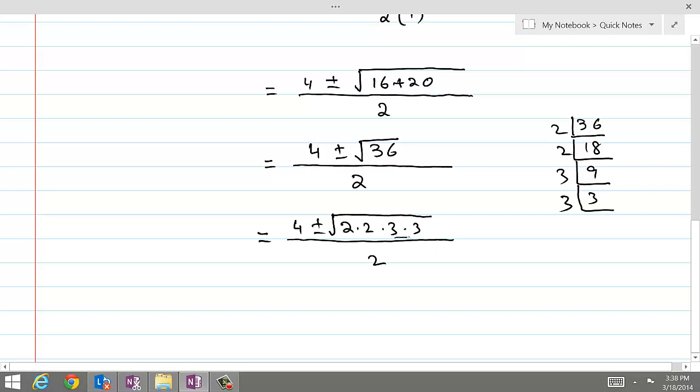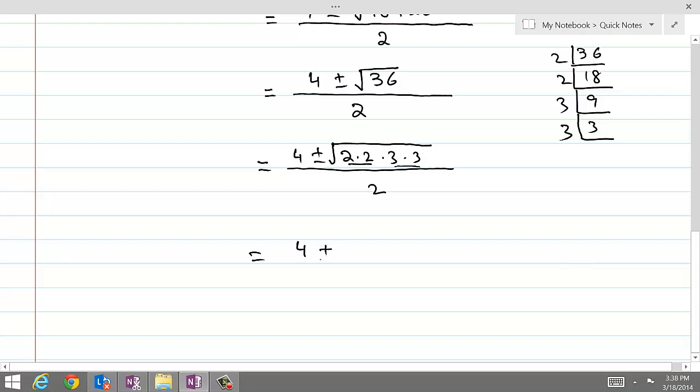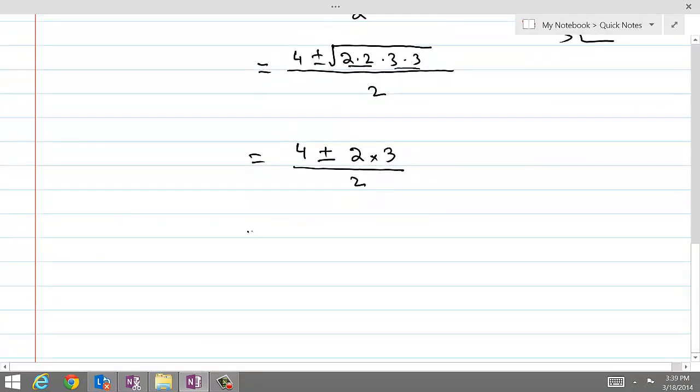Now we can make pairs. From this pair 3 will come out, and from this pair 2 will come out. Nothing will be left inside. So what we get is 4 plus minus, and from the pair of 2, one 2 will come out, and from the pair of 3, one 3 will come out. So this will be the answer divided by 2. This is what we get: 4 plus minus 6 over 2.